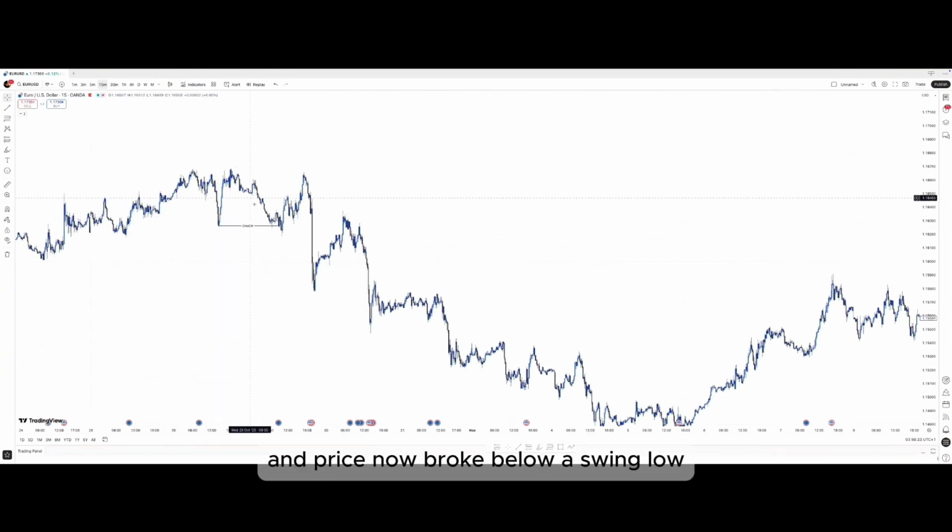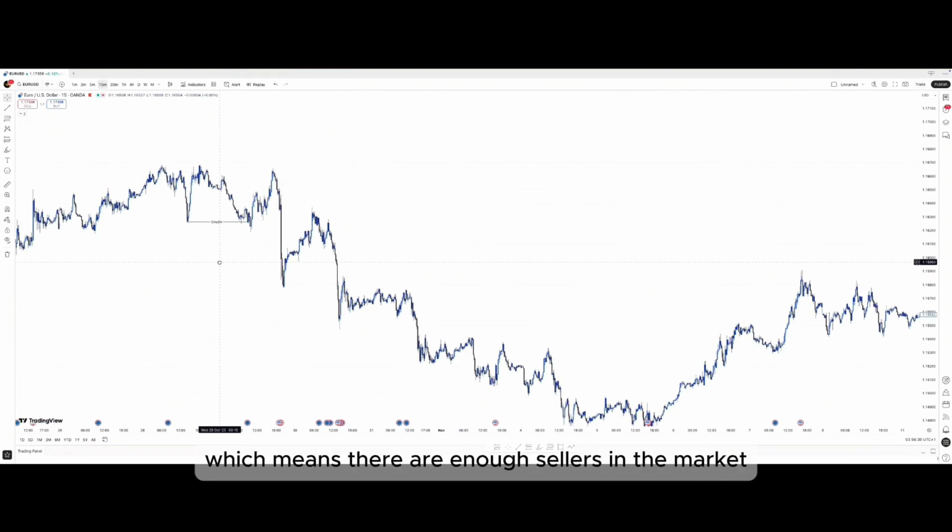We've been bullish, then price now broke below a swing low, giving us a change of character, which means this is a clear indication of bearish strength, which means there are enough sellers in the market, right?